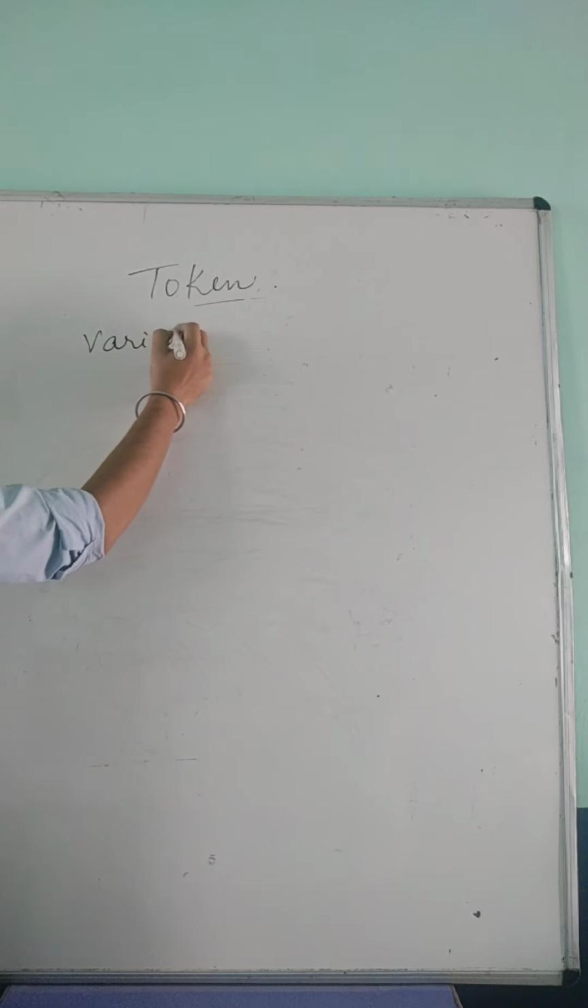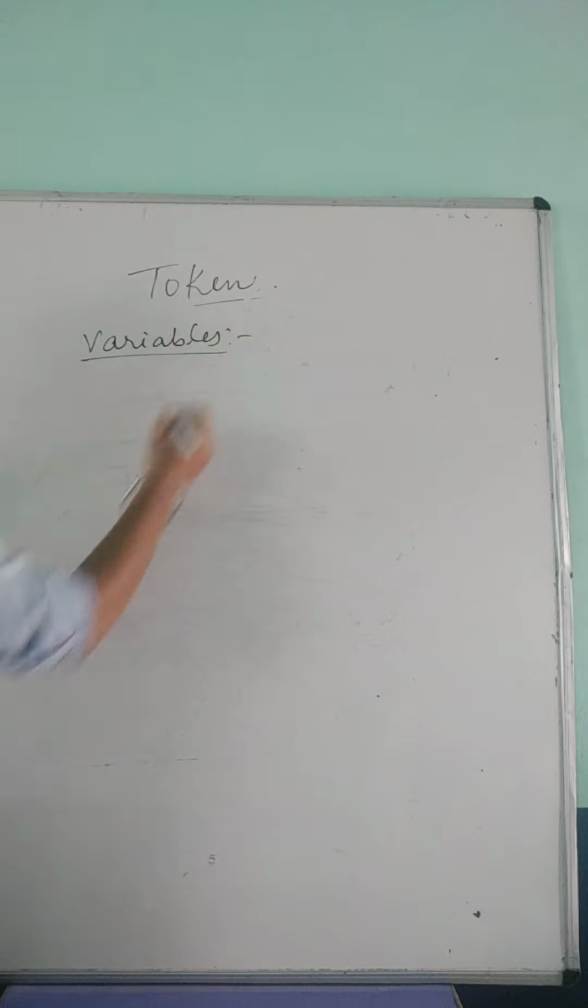Now I will give a proper definition for our variable. A variable is a container that is holding some value, and that value is not fixed. That value is not permanent for your whole program, but at a temporary level it is holding it.